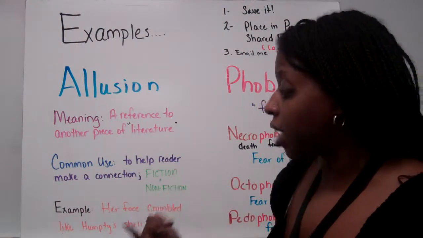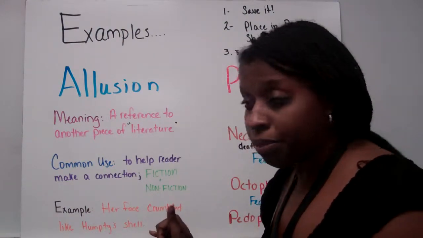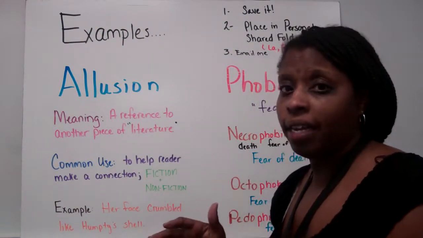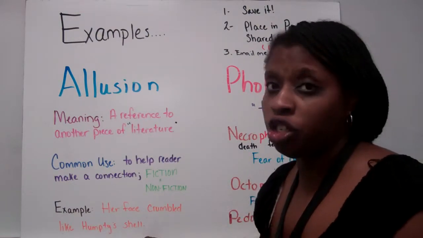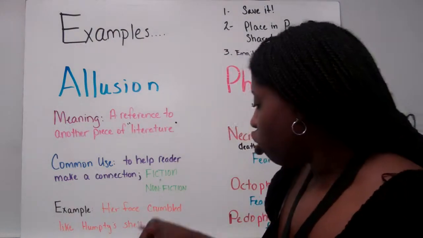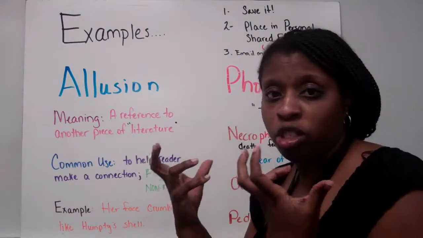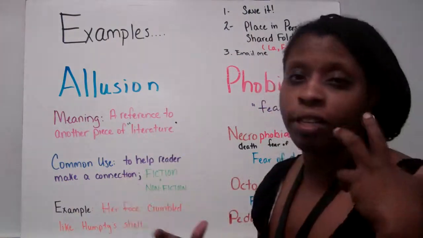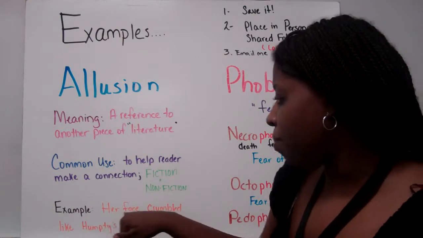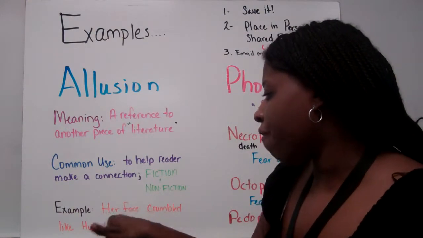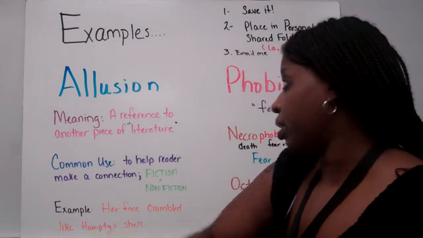And then I gave an example. "Her face crumbled like Humpty's shell." Automatically I recognized the word Humpty. Humpty Dumpty, his shell, his eggshell. So her face must have cracked like Humpty's shell. Now I'd have to read more to see what the author means by crumbling, but I automatically made the connection about her face because I knew who Humpty was.